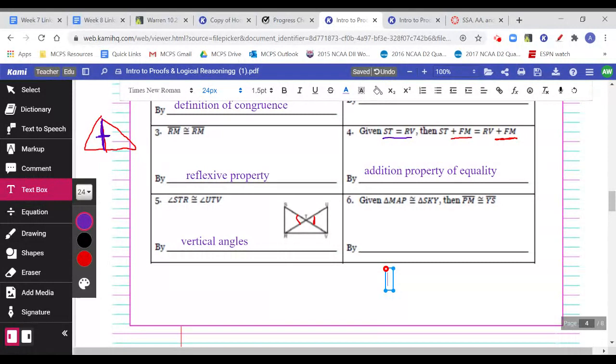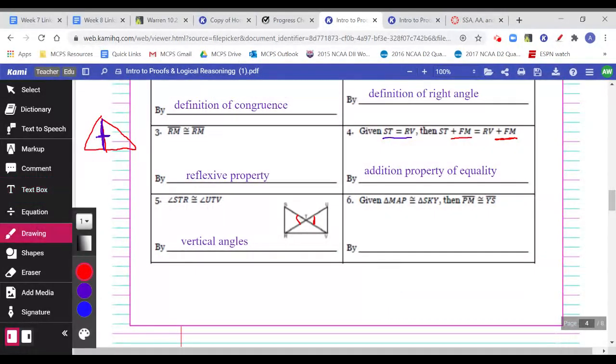And then last but not least from this section, number 6 says that triangle MAP is congruent to triangle SKY. It says, given that information, segment PM is congruent to segment YS. Well, how would I know that? Let me look. So segment PM, P is the third letter here, and then M is the first. And then my second triangle, YS, Y is the third and S is the first.